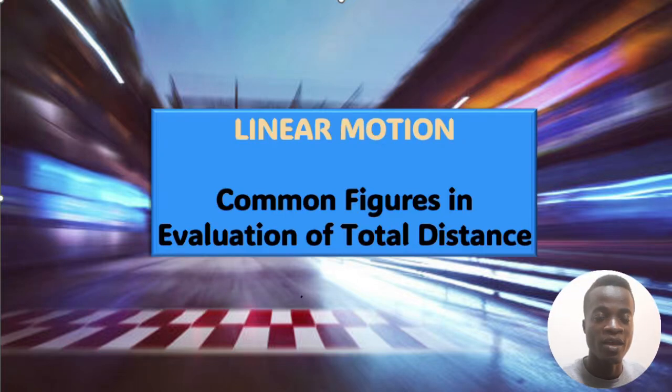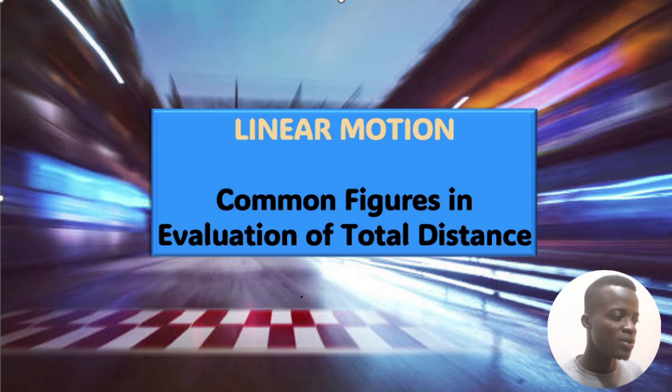One other concept we need to evaluate about the graph of linear motion is the distance of travel. The distance of travel is calculated from the area under the graph of the motion. When we have the graph, the total area under it is the total distance traveled. That's how we get the distance.